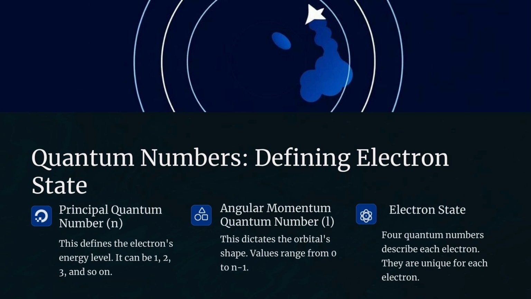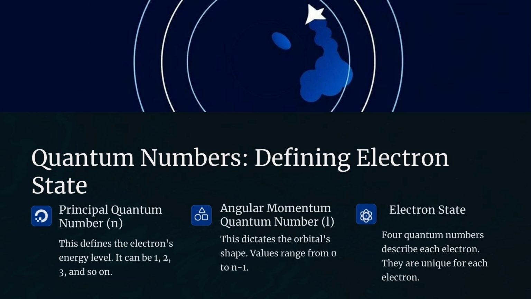Next is the angular momentum quantum number, or l. This dictates the orbital shapes. We can have integer values ranging from 0 to n minus 1. The quantum number l equals 0 corresponds to an s orbital, or spherical, and l equals 1 to a p orbital, or dumbbell shape, l equals 2 to a d orbital, and so on. Each value of l represents a subshell within a given energy level.